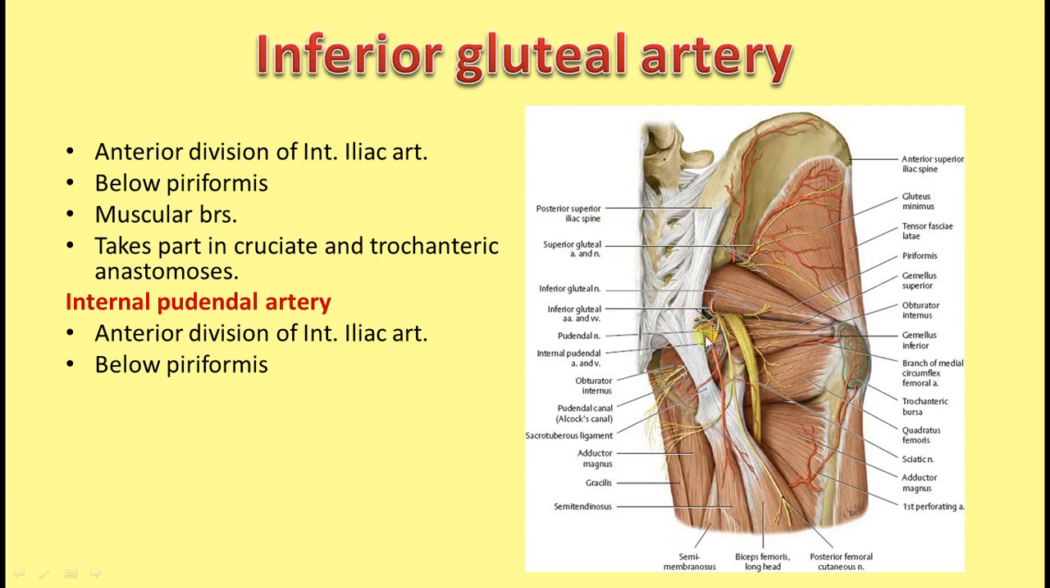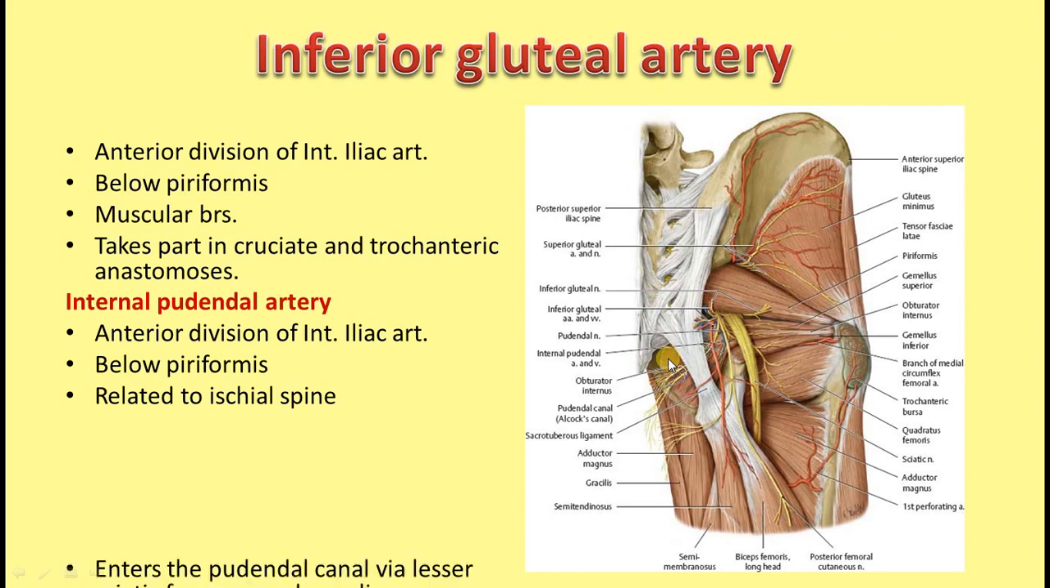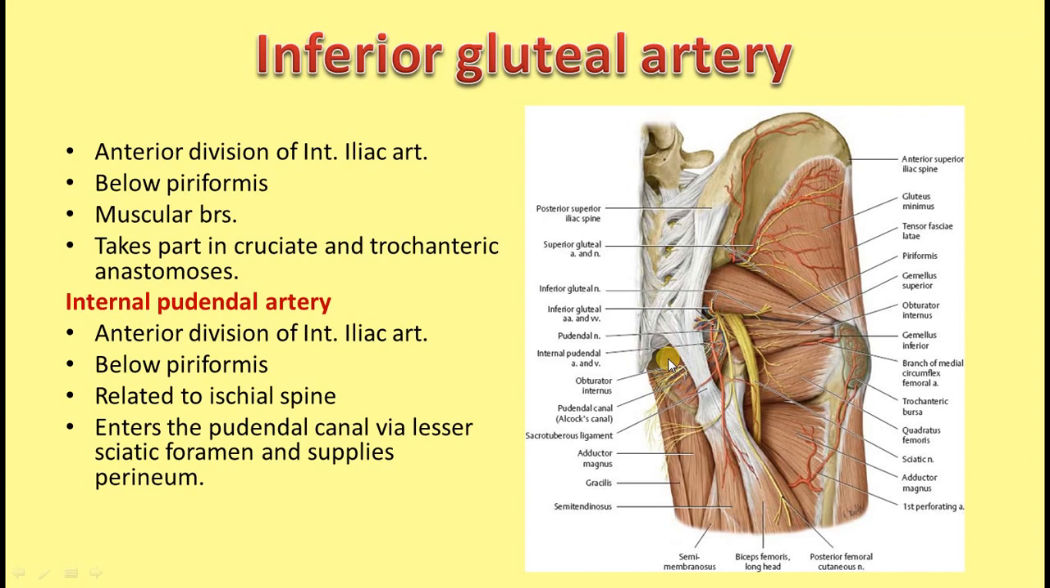So, below the piriformis, it is related to the ischial spine, lying on top of the ischial spine. Then it passes via the lesser sciatic foramen and traverses the pudendal canal in the perineum, where it supplies the structures of the perineum. In the same way, I have not discussed one more structure, the pudendal nerve. That is also going to supply the perineum.